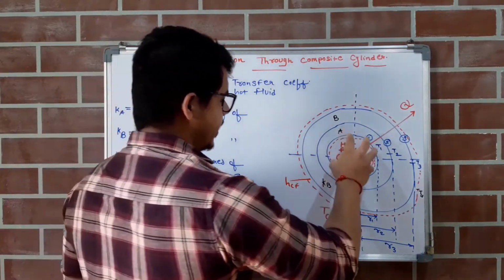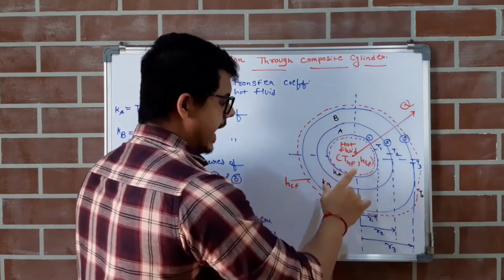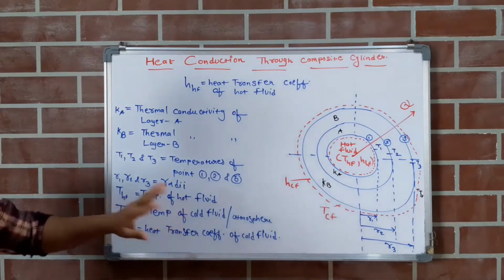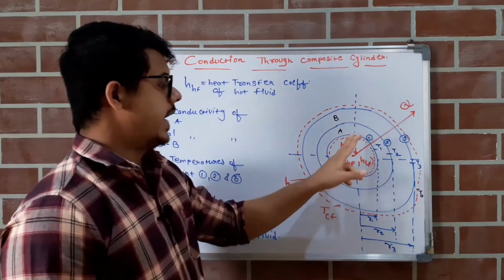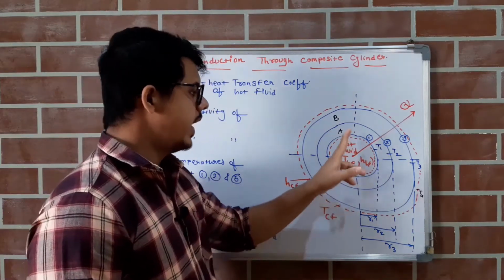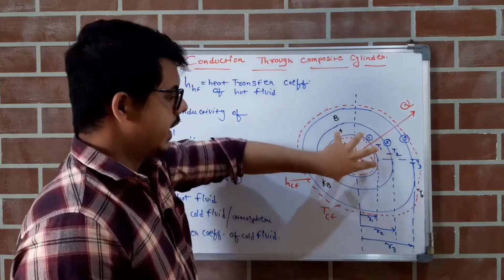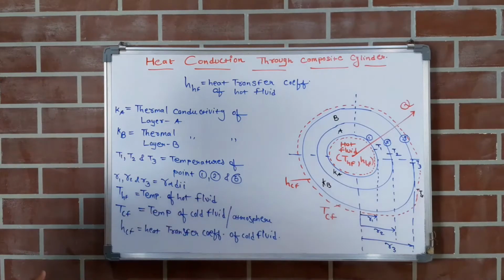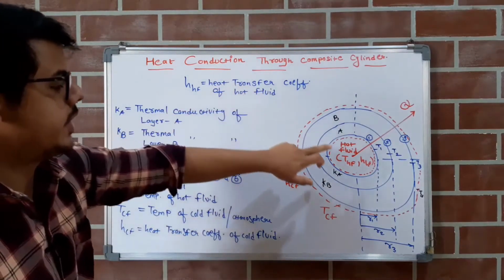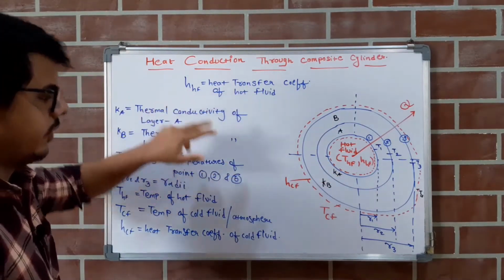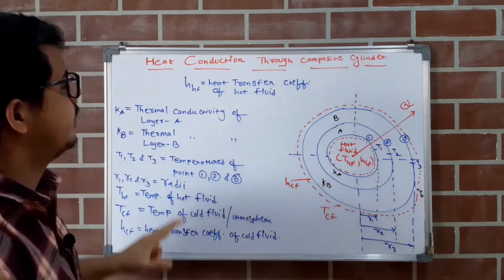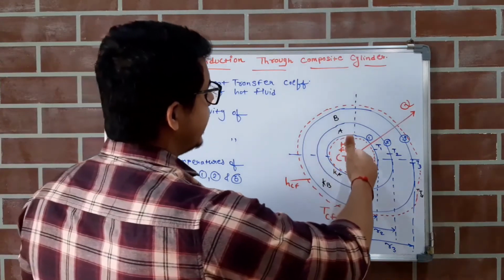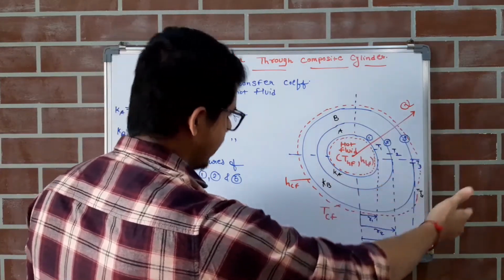So in this hollow pipe we have the hot fluid having temperature THF. THF is nothing but the temperature of the hot fluid, and as this is the hot fluid, it will have the heat transfer coefficient of hot fluid, that is HHF. HHF is the heat transfer coefficient of hot fluid. Now we will see how the heat will transfer one by one.